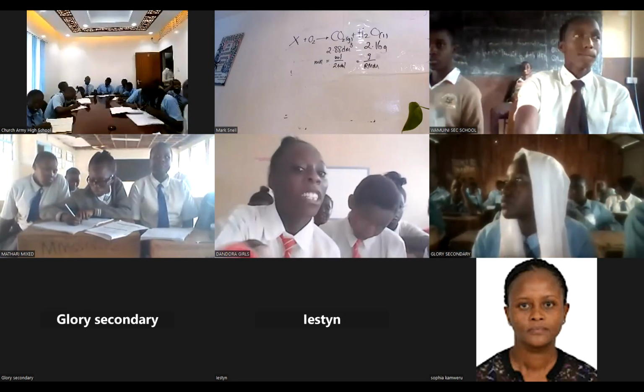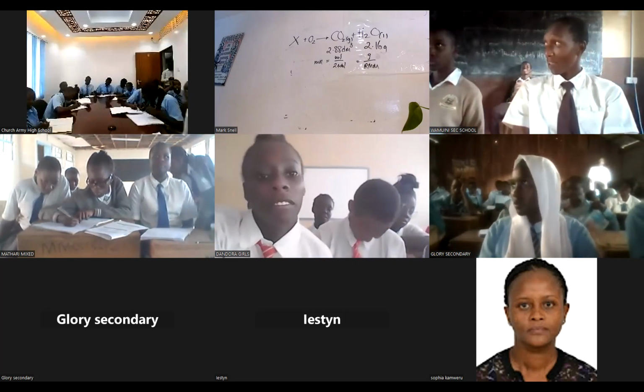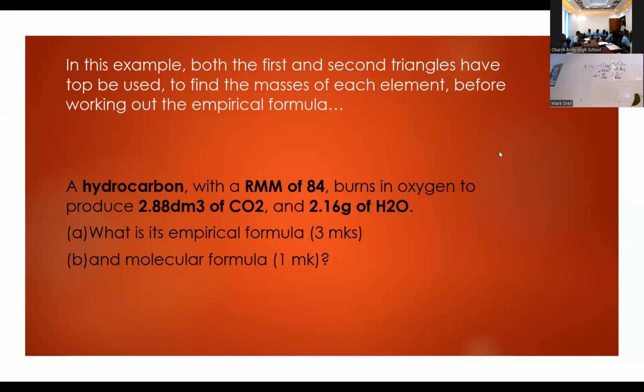Okay, so here's the next bit of the question. The first bit is, what is its empirical formula? You can now tell me what its empirical formula is, and then you can tell me what its molecular formula is. To find its molecular formula, what you have to do is work out what your empirical formula would weigh, what its RFM would be, and divide 84 by that. Many of you have got the right ratio. So what is the molecular formula, please?